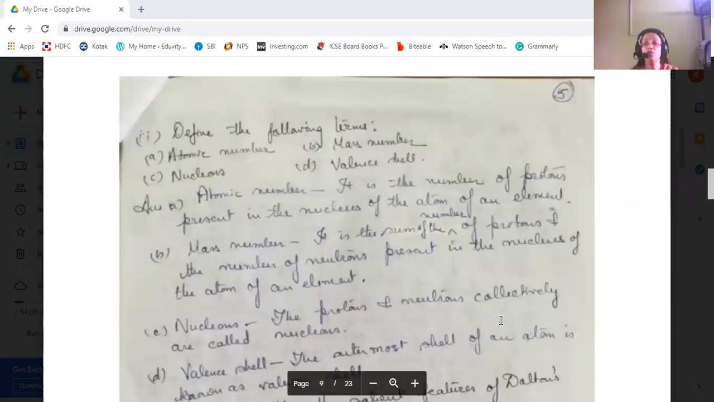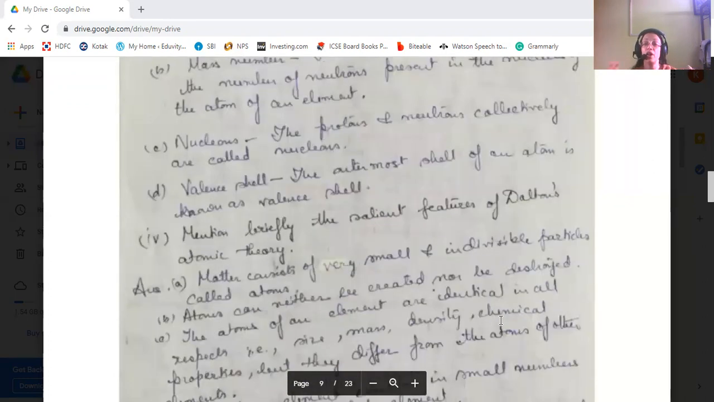Define the following terms: atomic number, mass number, nucleons, and valence shell. Atomic number is the number of protons present in the nucleus of the atom of an element. Mass number is the sum of the number of protons and the number of neutrons present in the nucleus of the atom of an element. Nucleons is the number of protons and neutrons, which are collectively known as nucleons. The valence shell is the outermost shell of an atom. It is also known as the valence orbit.